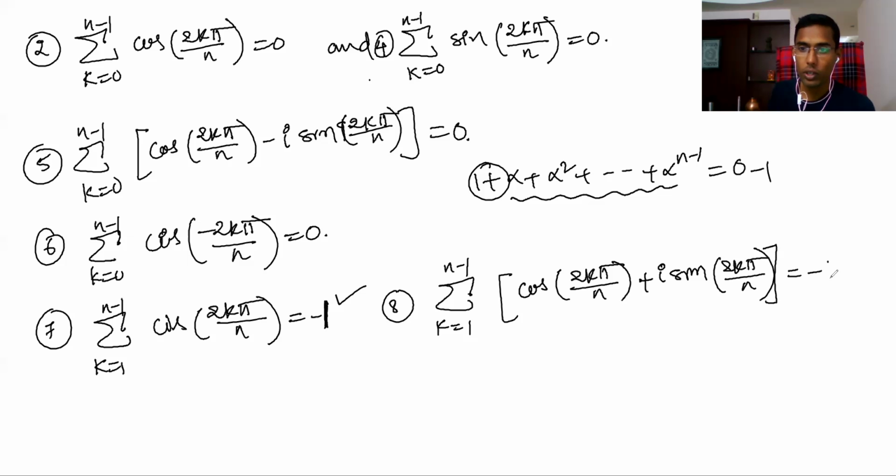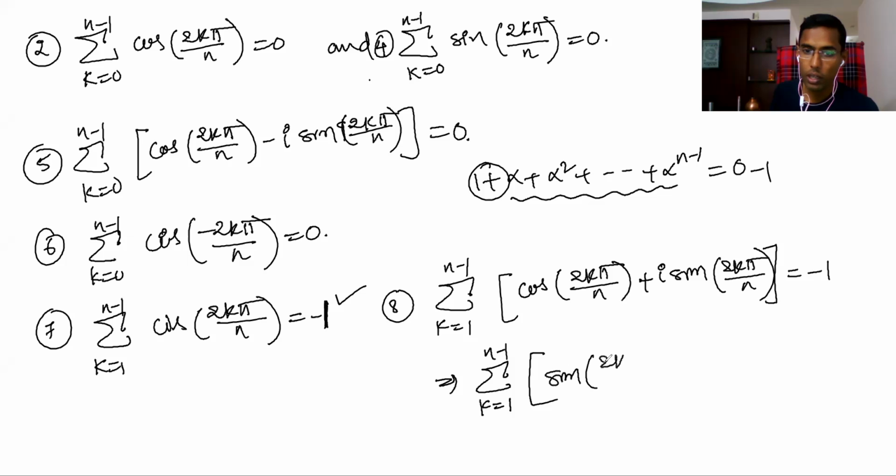This equal to -1, right? If I multiply with i, what I am going to get is, yesterday I did, right? If I multiply with minus i, this is sine 2k pi by n. I multiplied with minus i both sides, then minus i into i, minus i square is 1. So that's the reason I wrote here this first: minus i cos 2k pi by n.